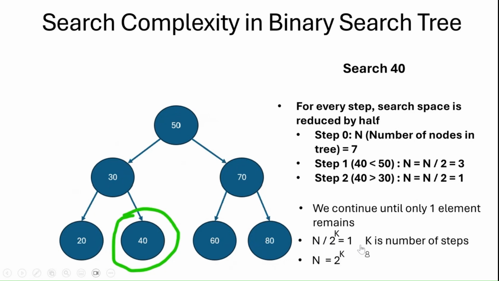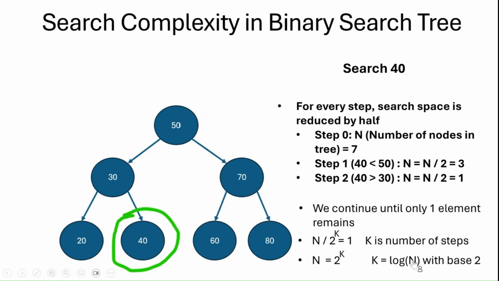Now n is equal to 2 raised to k. If we apply log on both sides, you can see k is equal to log of n with base 2. So this is the time complexity. Log of n is the time complexity for search operation in a binary tree. Let's say n is 7 in this case, so how many times do we need to traverse? Log of n, which is log of 7, is about 3. Step 1, 2, 3. Only 3 times we need to check. So this is the search complexity.